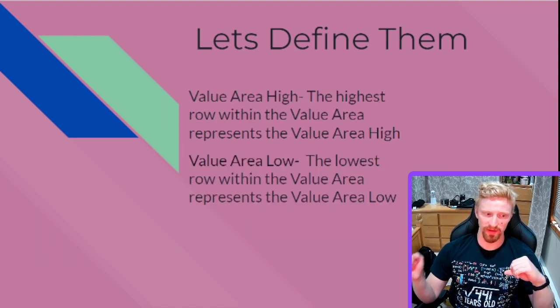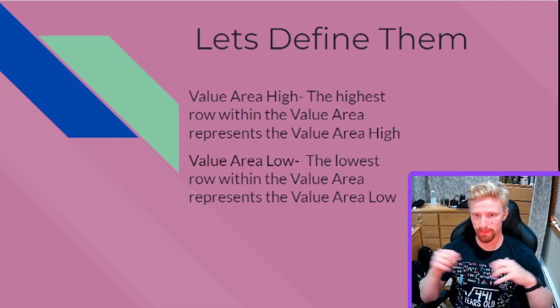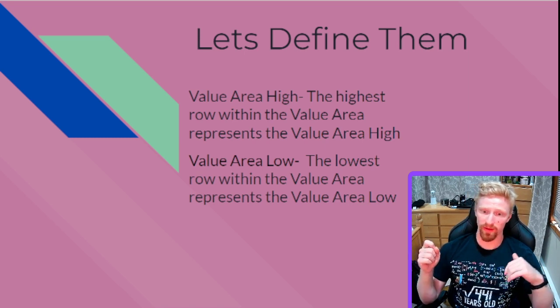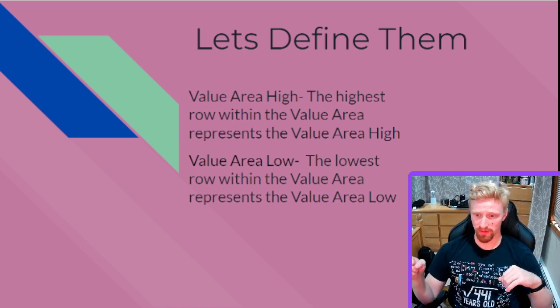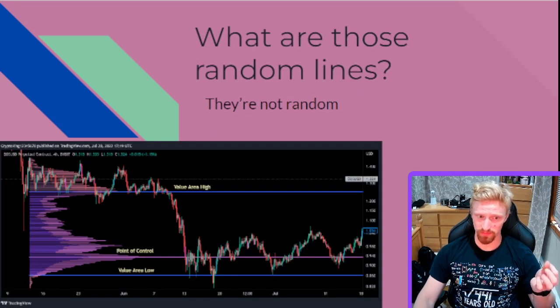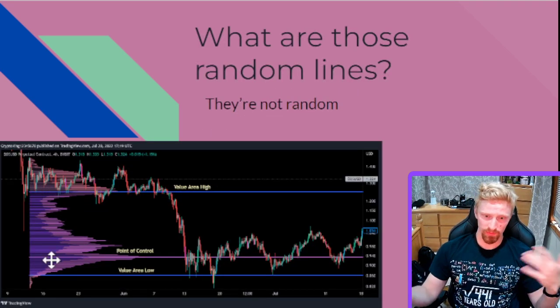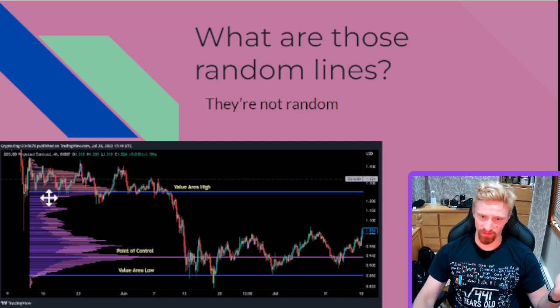So now let's get to value area high and value area low. The value area high is the highest row within the value area, and the value area low is the lowest row within the value area. You can just come back to the chart once again. You see the top and bottom of the value area. We refer to them as the value area high and the value area low.